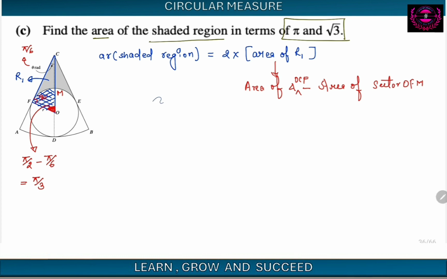Now area of shaded region is 2 into area of triangle OCF, which is half into xy sin theta. X is radius, y is OC, and theta is pi by 3, minus area of sector, which is half r square theta. So radius is 4, half r square theta, and theta is pi by 3.